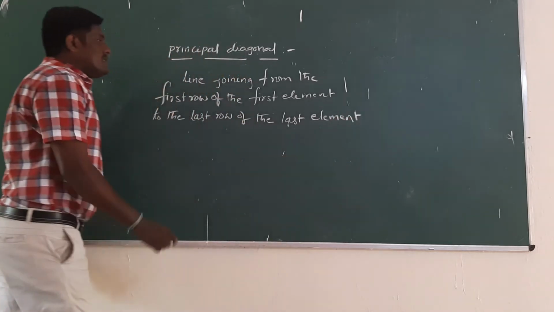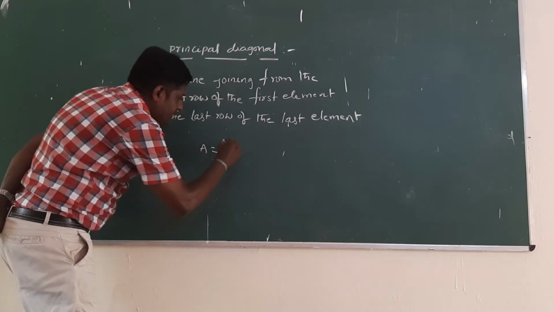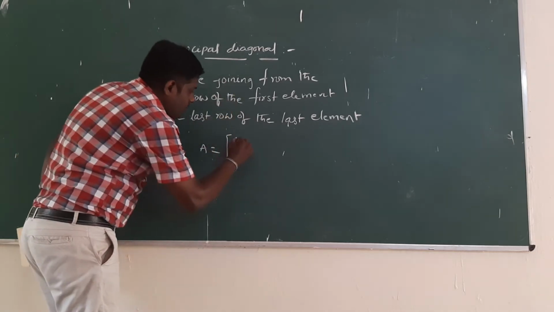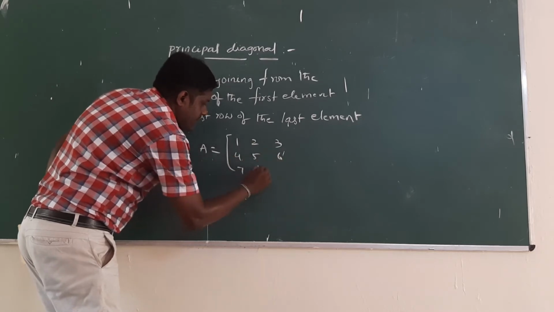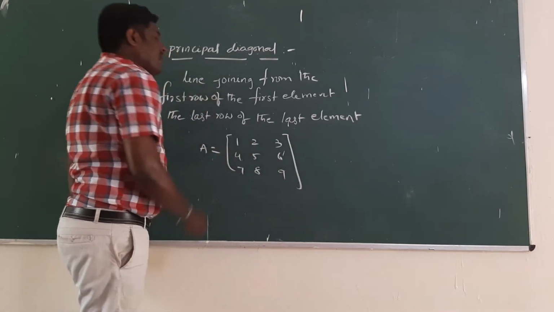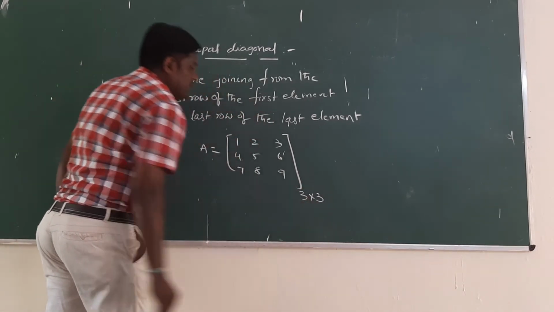This is called a principal diagonal. I will give a square matrix. Matrix A is equal to 1, 2, 3, 4, 5, 6, 7, 8, 9. This is a square matrix. The order of this matrix is 3 by 3.